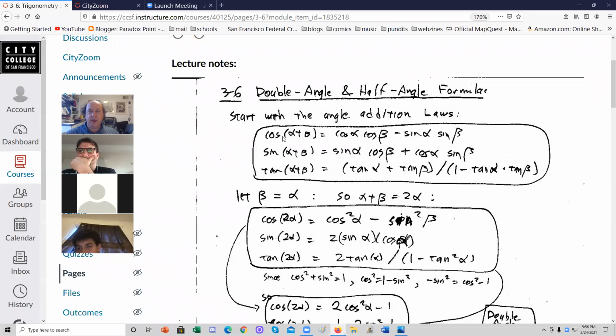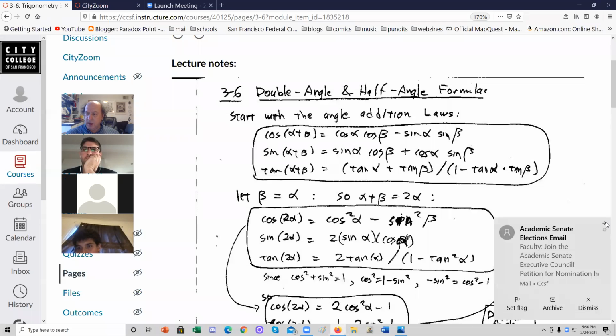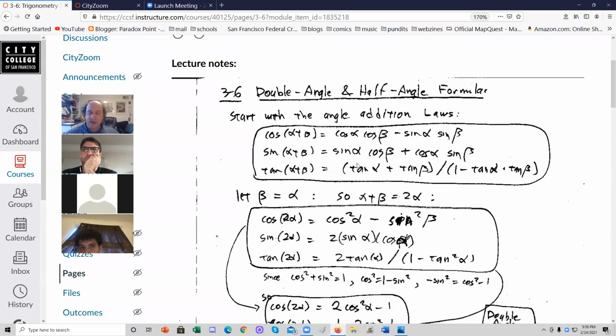We'll start off with the angle addition laws. Cosine of a sum is cosine cosine minus sine sine. Sine of a sum is sine cosine plus cosine sine. And tangent of a sum is tangent plus tangent, all divided by 1 minus tan tan.